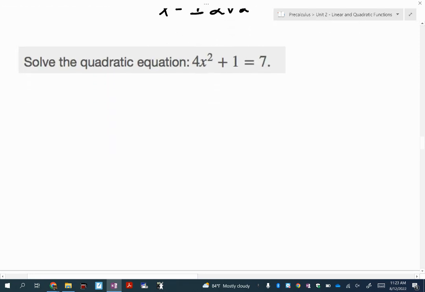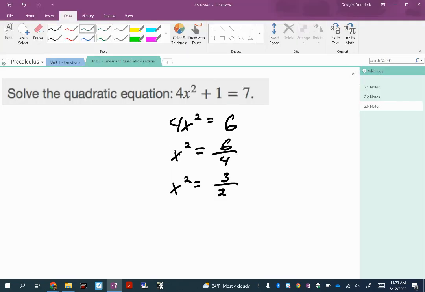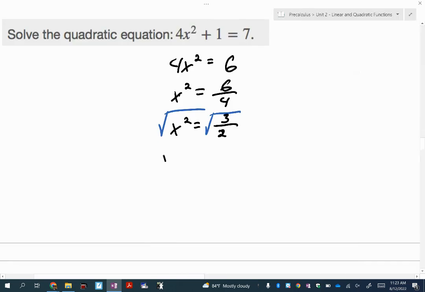All right, this one isn't ready yet for me to use the square root property. I need to move that 1 to the other side. So 7 minus 1 would be 6. And then I need to divide both sides by 4, and I'm going to reduce that to give me 3/2. Okay? Now I'm going to take the square root of both sides, and I'm going to write x equals plus or minus the square root of 3/2.